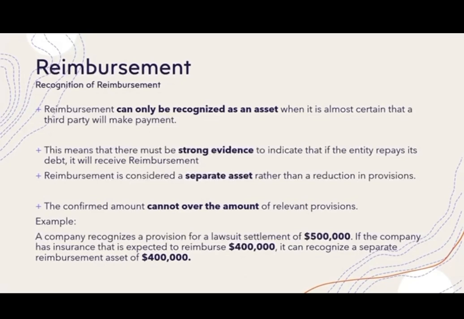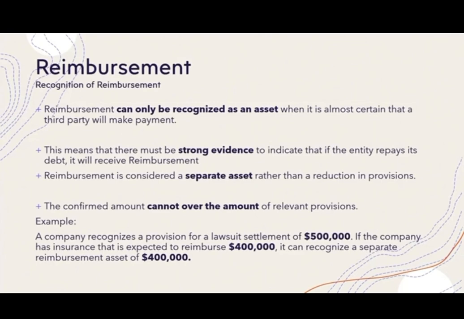Reimbursement can only be recognized as an asset when it's almost certain that the third party will make a payment. This means that there must be strong evidence to indicate that if the entity repays the debt, it will receive the reimbursement. Reimbursement is considered a separate asset rather than a reduction in provisions. The recognized amount cannot exceed the amount of the relevant provision.